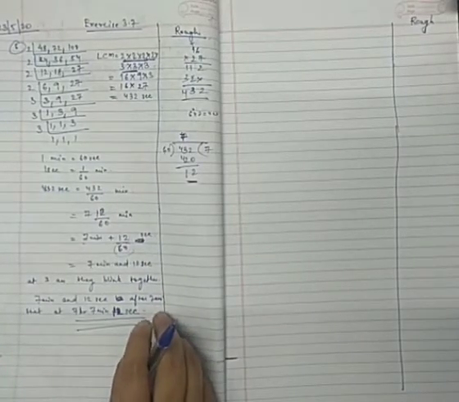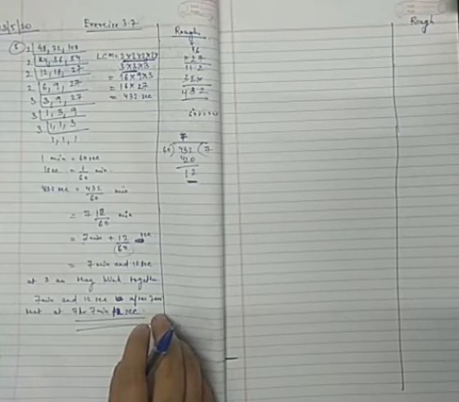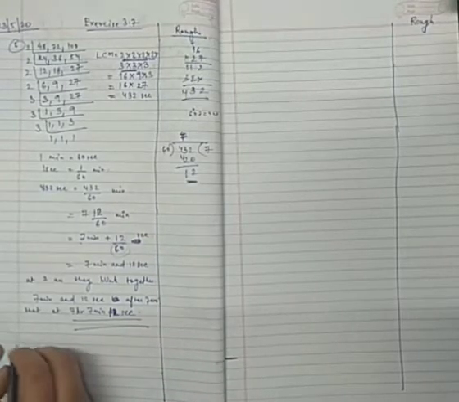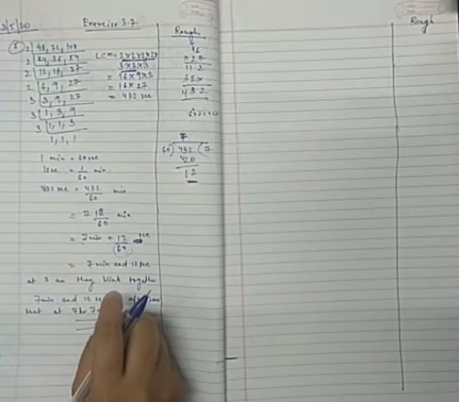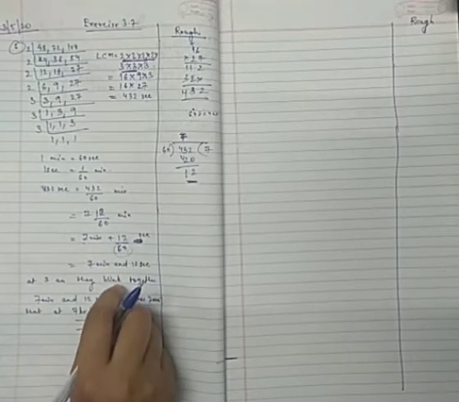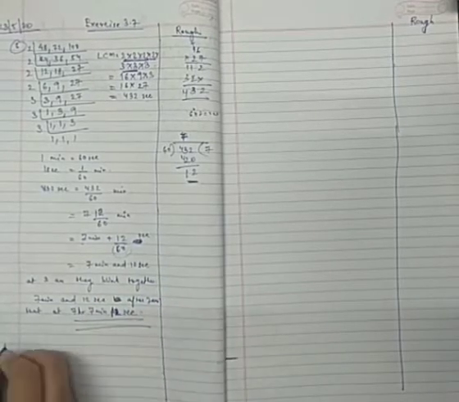Now children, question number 7. Question number 7 is similar to the questions we have done previously. So question number 7 will be your homework. Now coming to question number 8.